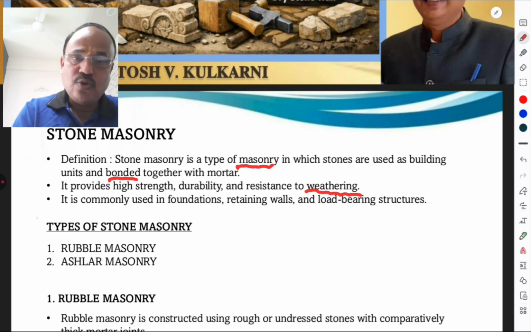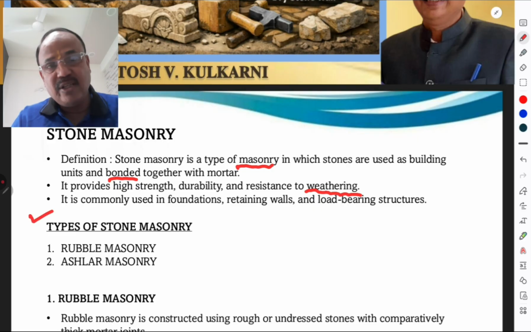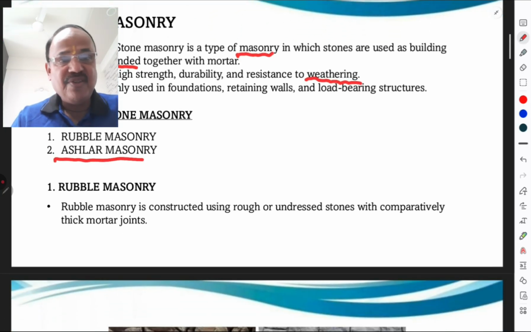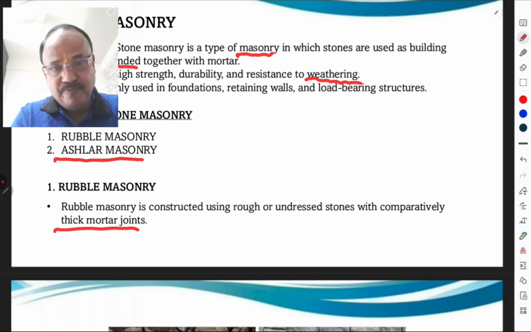Types of stone masonry. This question is asked all the time in examinations. What are the different types of stone masonry? First is rubble masonry and second is ashlar masonry. What is rubble masonry? Rubble masonry is constructed using rough or undressed stones with comparatively thick mortar joints.